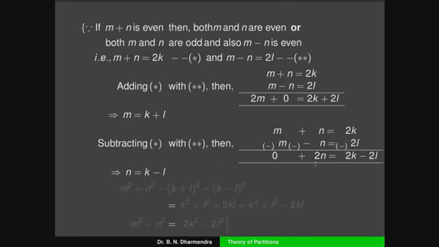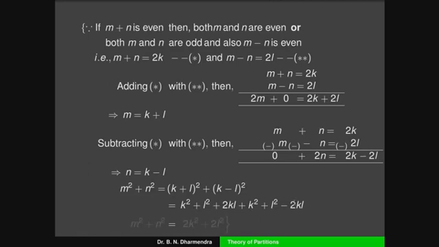Then we can find the value of m square plus n square. M square plus n square is equal to m square, that is (k plus l) whole square, and n square, that is (k minus l) whole square. When I expand the terms, it is k square plus l square plus 2kl plus k square plus l square minus 2kl.